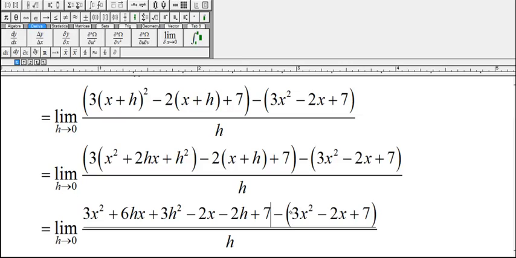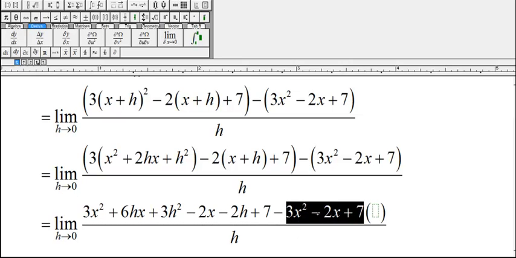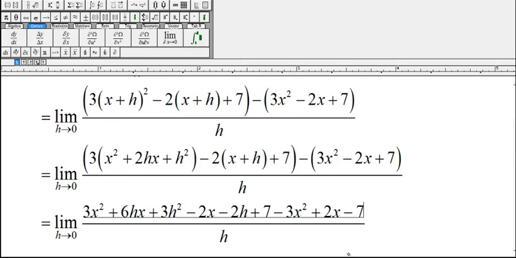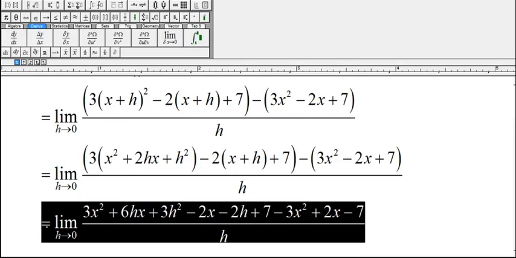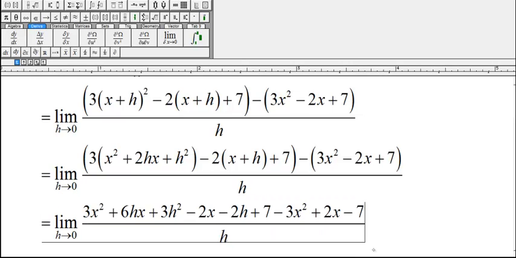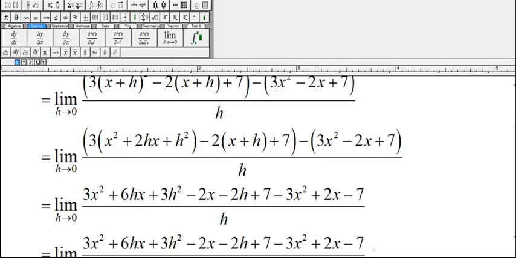Okay, and then we're going to distribute this minus. So that becomes minus 3x squared. Then we get plus 2x and minus 7. Alright, well, we've expanded that all out. Now, next comes the fun part because some things start to disappear. This minus 7 and this plus 7 cancel each other out.